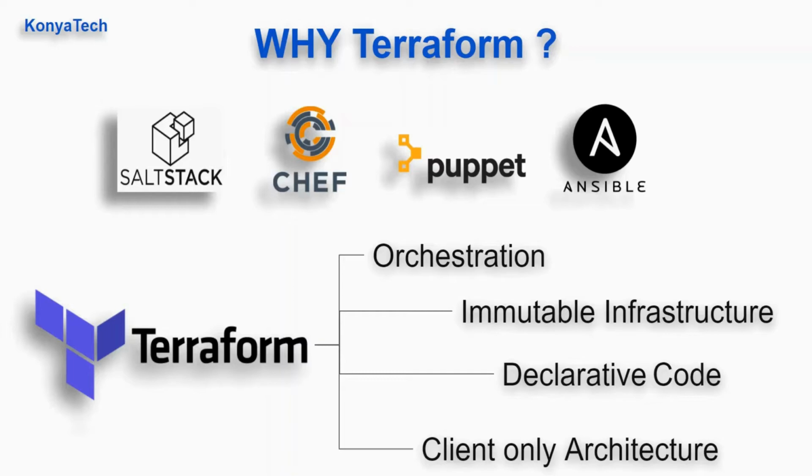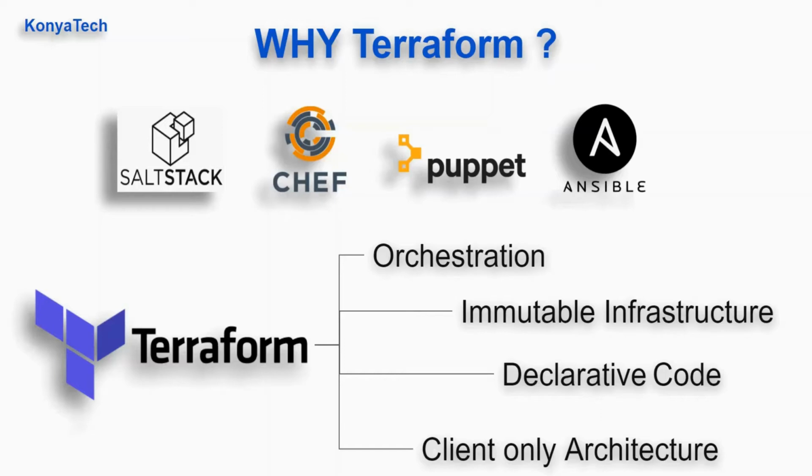We have so many other software tools, like Salt, Stack, Chef, Puppet, and Ansible, and Terraform. But Terraform is the most in demand in the market. So why is the IT industry preferring Terraform? What makes Terraform different from these other tools? Let's find out. The first difference is it does orchestration, not just configuration management. It supports multiple providers such as AWS, Azure, Oracle, and Google Cloud Platform, and many more.